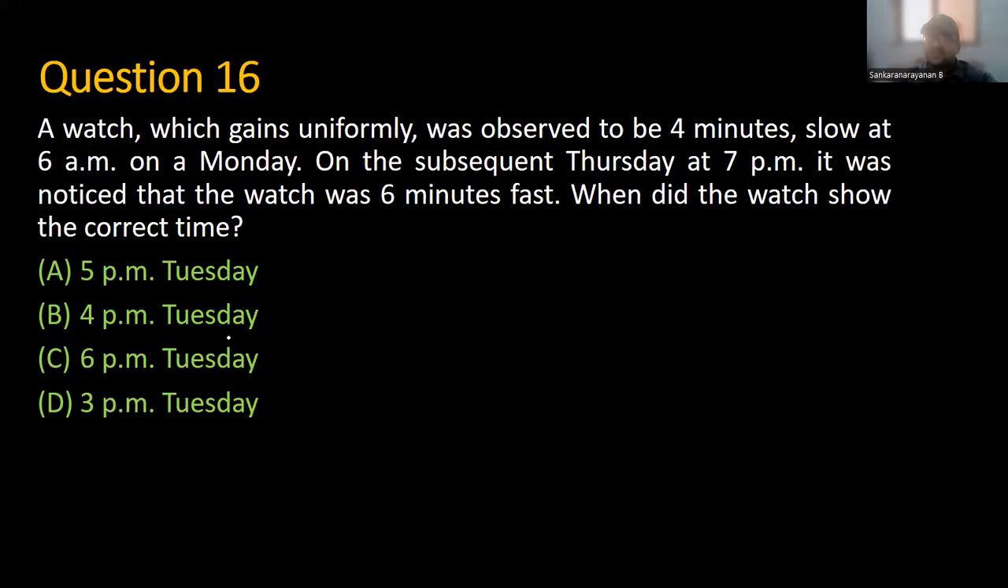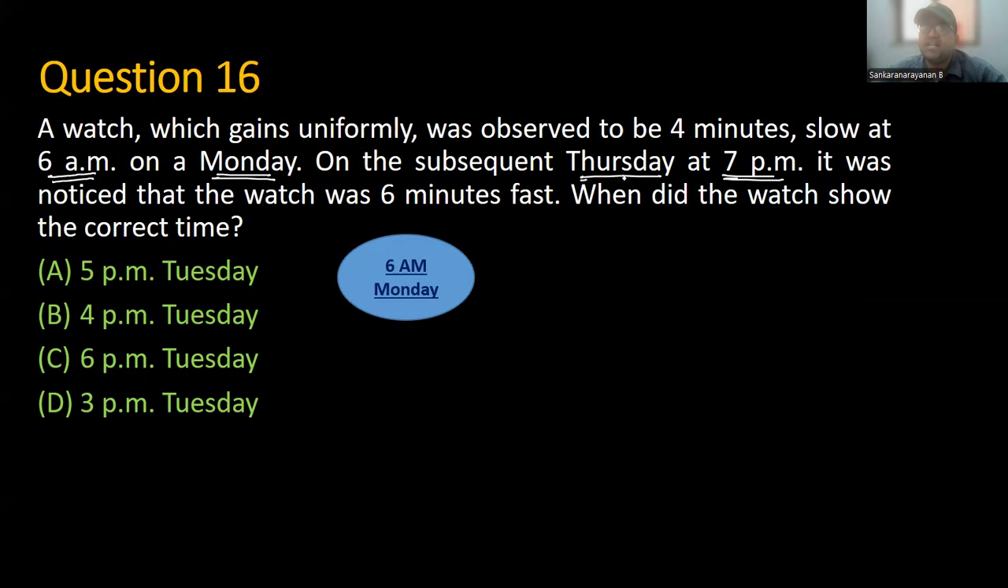That is the question. When you are getting these types of questions, what you have to do is just see and write the time frame correctly. The entire thing starts at 6 a.m. on a Monday. That's the time when the entire story starts. The story concludes at 7 p.m. Thursday. So let us find out the total time gap from 6 a.m. Monday to 7 p.m. Thursday.